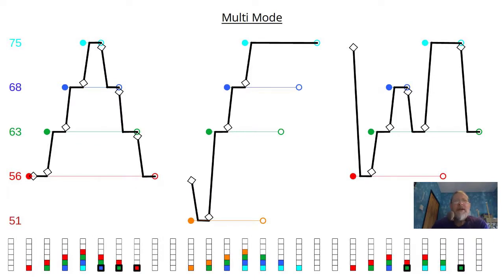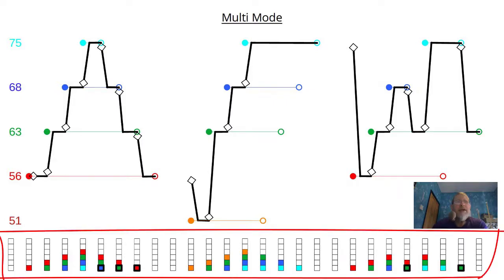Okay, so now let's look at multi-mode. Again, we have the notes, the actual keys played are the colours. We have the actual pitch of our monophonic voice in black, and the diamonds represent the points the envelopes are started.